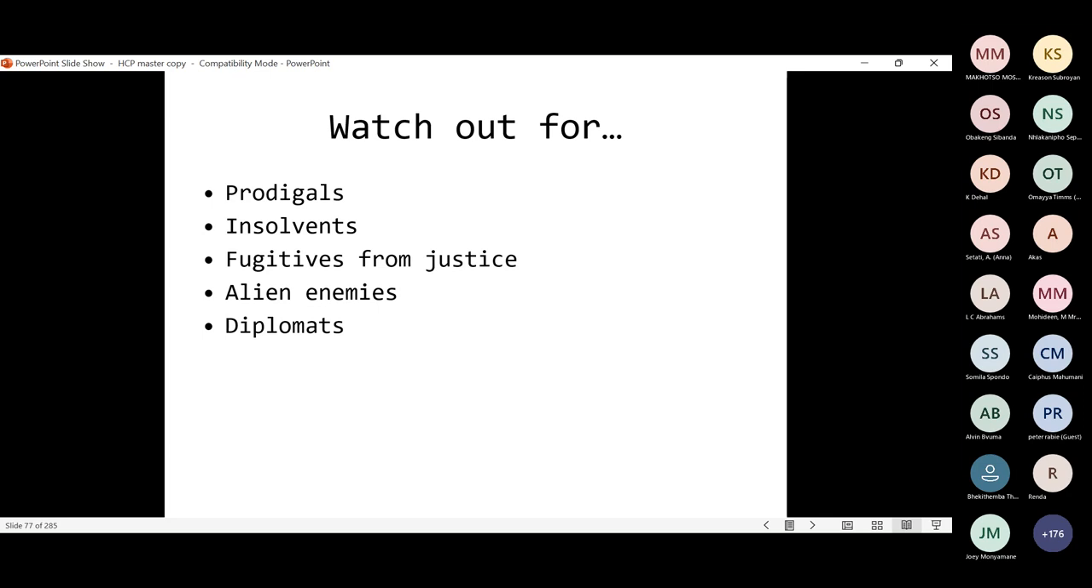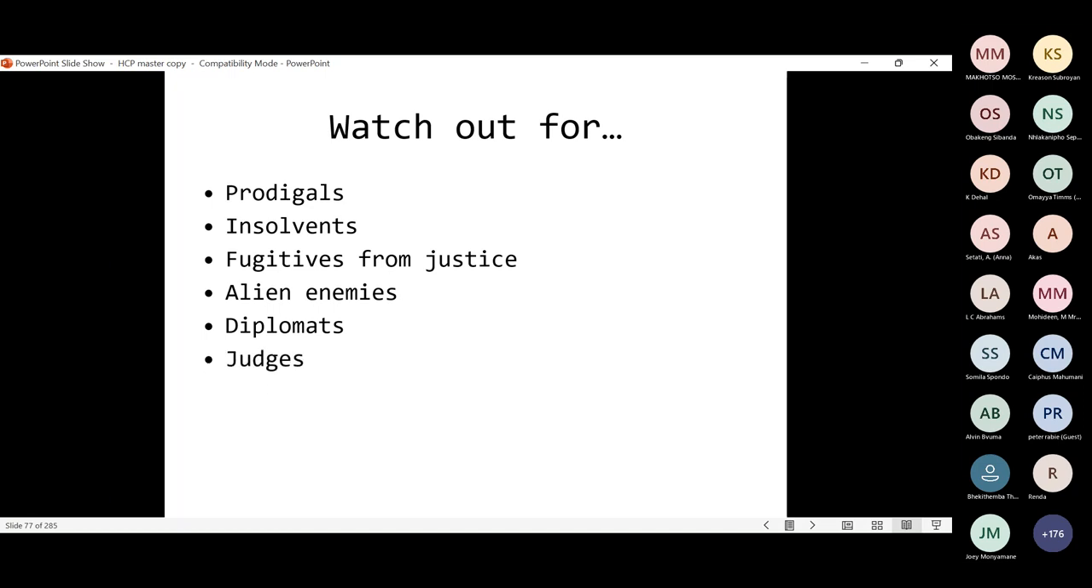And if the person enjoys diplomatic immunity, you must then find out if they will waive that immunity or if they won't waive it, the embassy or the consulate. If they don't waive it, then you can't sue him or her. Okay, so just remember that.